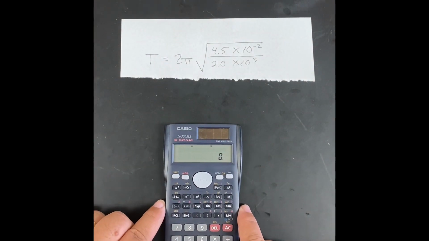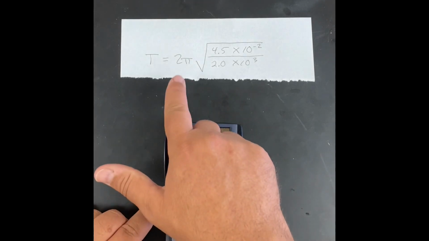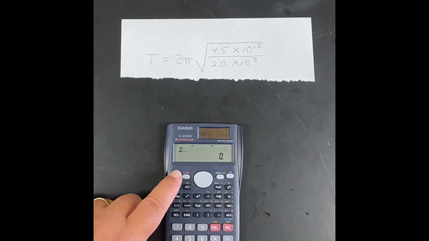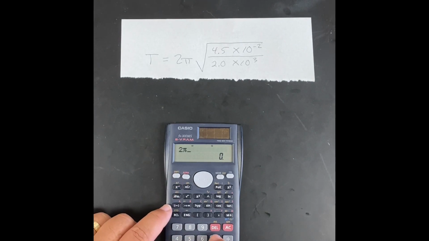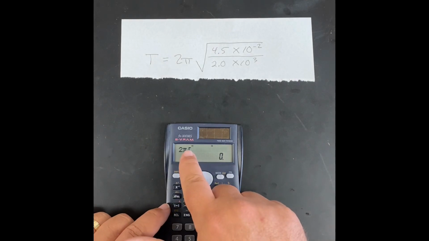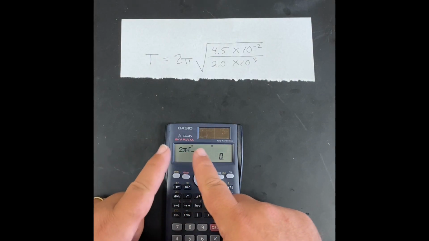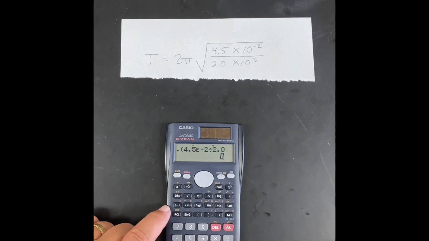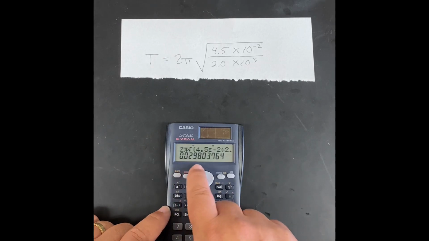If we worked with this older model of Casio, same thing. I'm going to start with the front and work my way back. So 2 pi is down here above exp, shift pi. Square root. If I put the square root, I need to put times because the calculator recognizes that things that are put together are being multiplied. I need to open parentheses, 4.5, exp is my times 10. That's my scientific notation. To the negative on the far left side, 2 divided by 2.0 times 10 to the 3. Close parentheses. And we're getting the same exact result.